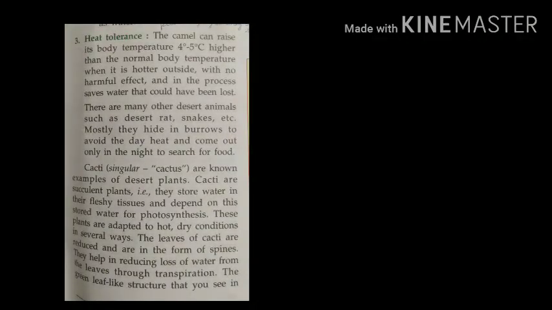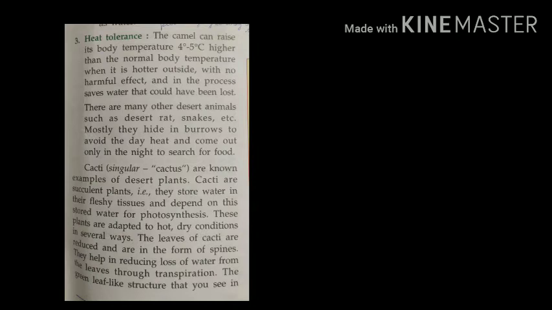The next factor is heat tolerance in camels. The camel can raise its body temperature up to 4 to 5 degrees Celsius higher than the normal body temperature when it is hotter outside, with no harmful effects on its body, and in the process saves water that could have been lost. There are many other desert animals such as desert rats, snakes, etc.